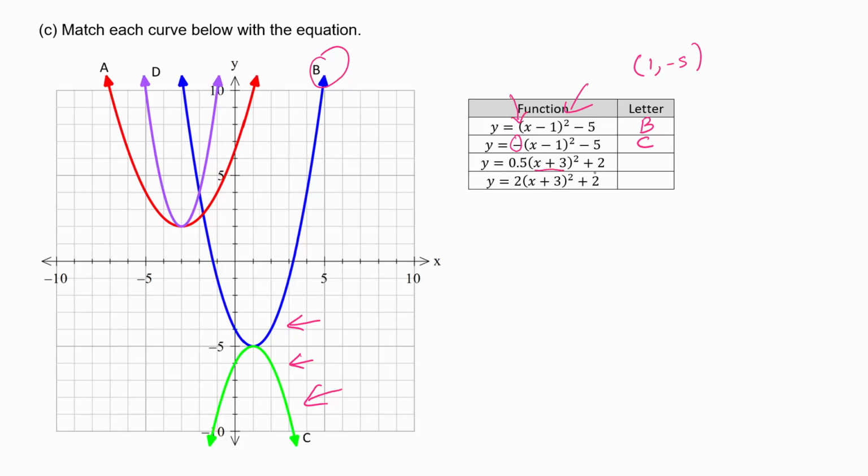Now, x plus 3 squared plus 2, we're looking for a vertex at negative 3, 2. Again, we've got two of them there, but one of them has a 0.5 in front, the other one has a 2. The 2 will be the one that's most stretched. So that one is going to be D, and the other one is going to be A.